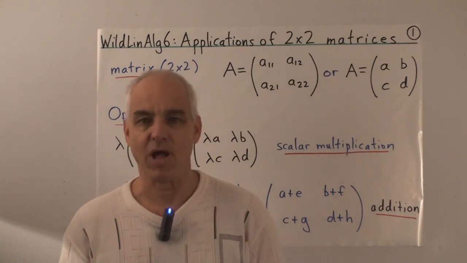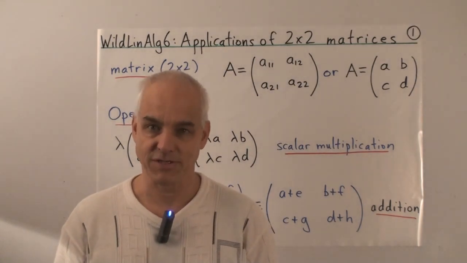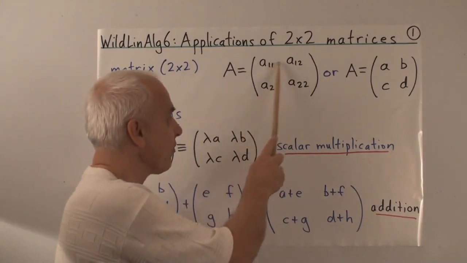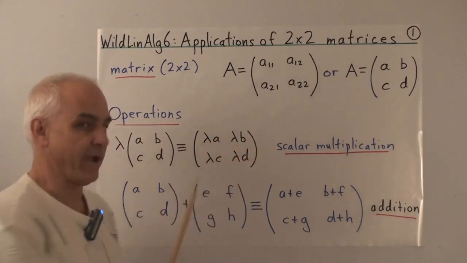Hello, I'm Norman Wahlberger, and today we're going to talk about 2x2 matrices and their applications. A 2x2 matrix, like this one, is an array of numbers, 4 altogether, in a square with little round brackets.